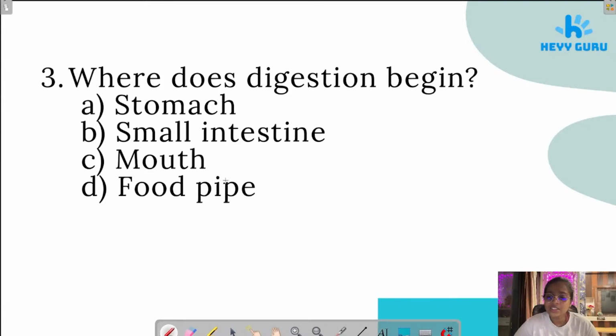Okay, so D is not a correct answer. Mouth is the place where you started, right? First you're eating that food, right? So mouth is the organ where the digestion begins. Then it goes to your food pipe, then to your stomach, then small intestine, then your large intestine, then anus. From anus it will remove whatever the waste is there. So where does the digestion begin? Your answer will be mouth. C. Okay, not D.